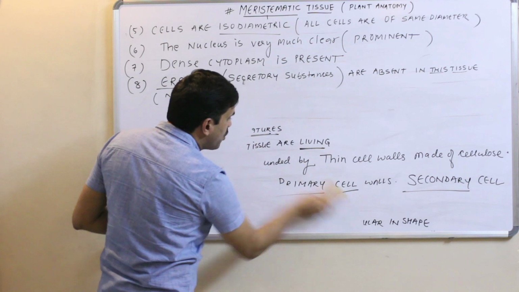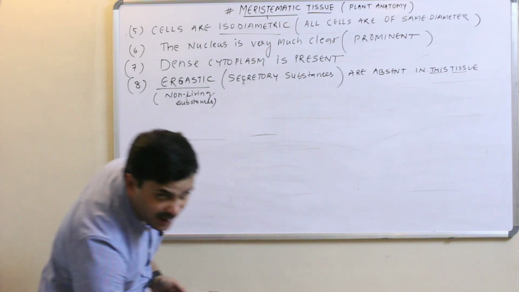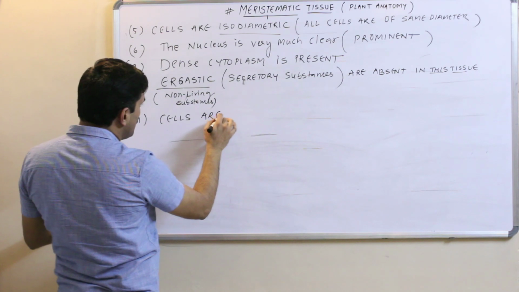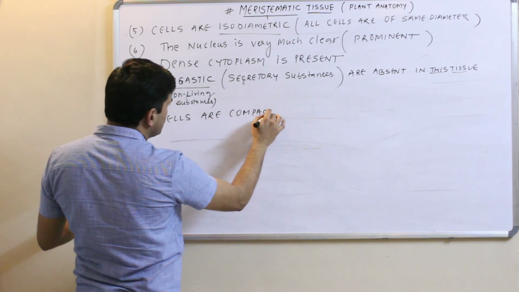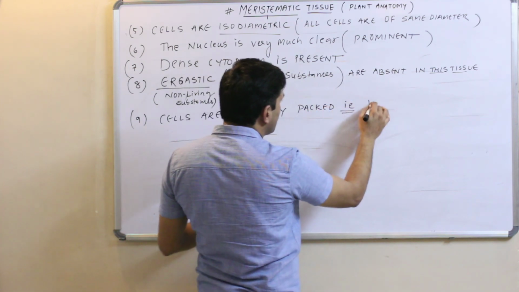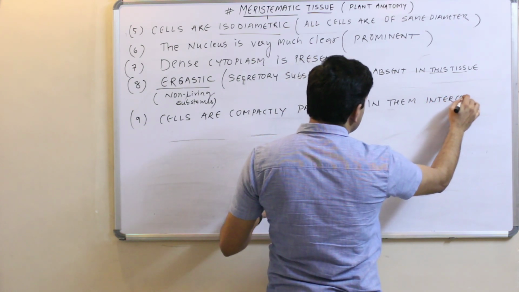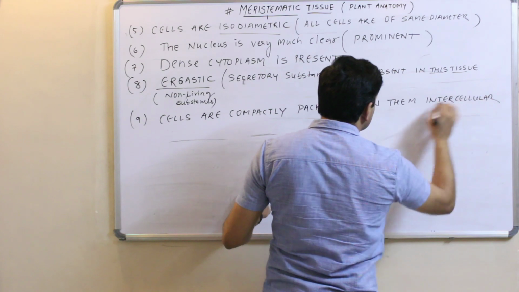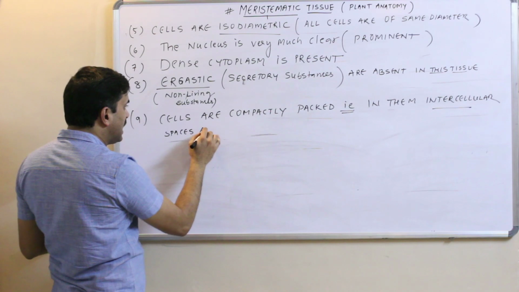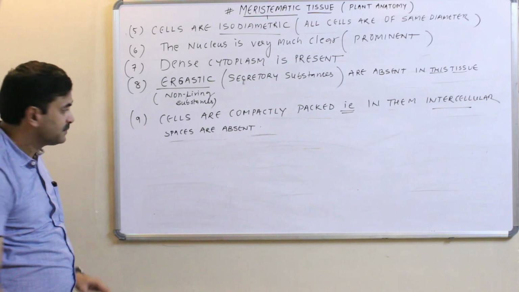Now cells are compactly packed, means they are tightly packed and intercellular spaces are absent. Cells are compactly packed, that is, in them intercellular spaces are absent. Intercellular spaces are absent.